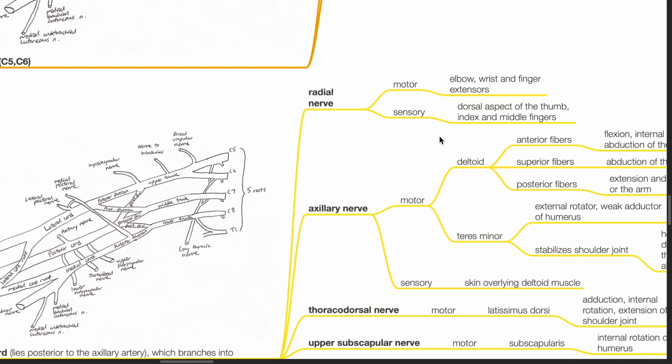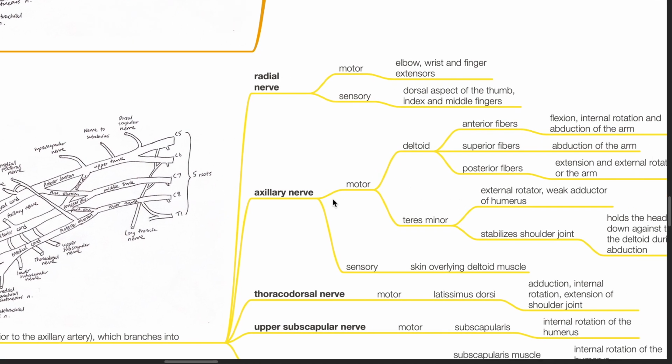The radial nerve supplies the elbow, wrist, and finger extensors and provides sensory supply to the dorsal aspect of the thumb, index, and middle fingers. The axillary nerve supplies the deltoid and teres minor.